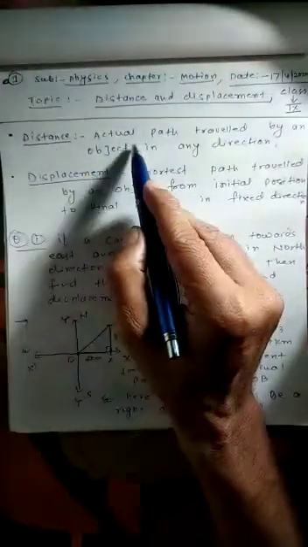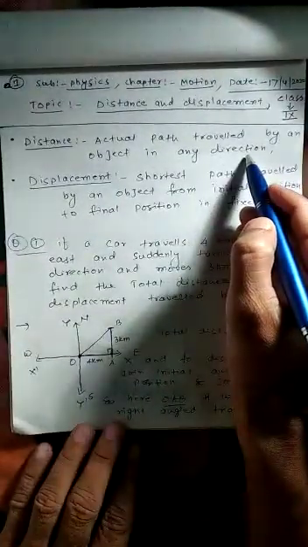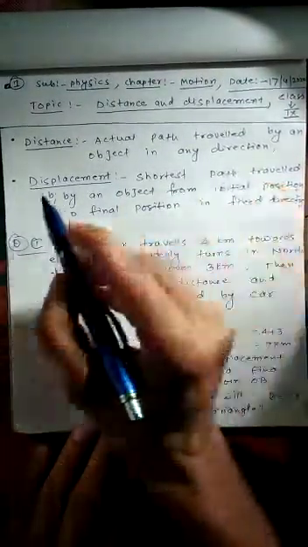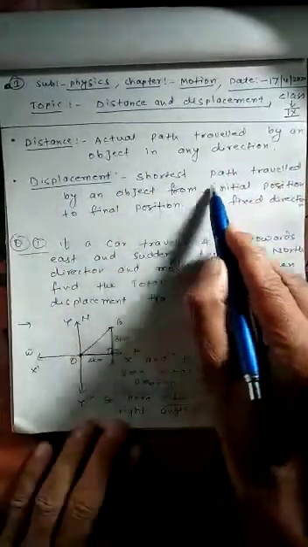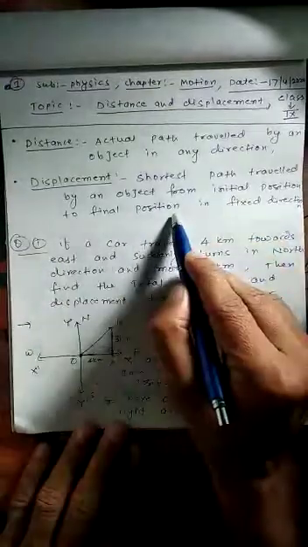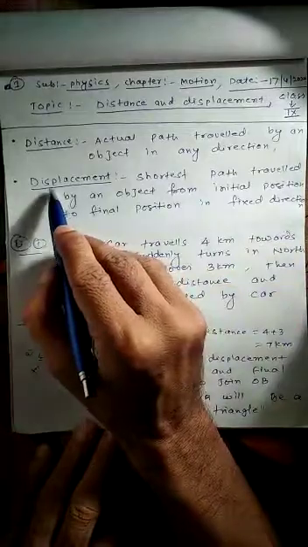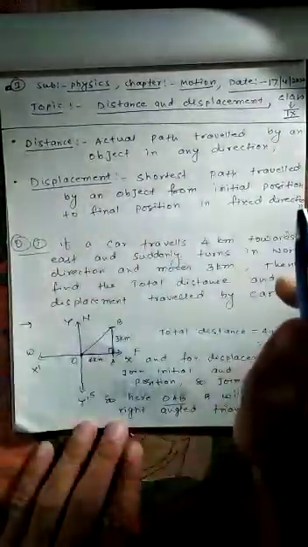Distance means what? Actual path traveled by an object in any direction. That's why this is a scalar quantity. Displacement is what? Shortest path traveled by an object from initial position to final position in a fixed direction. That's why displacement is a vector quantity.